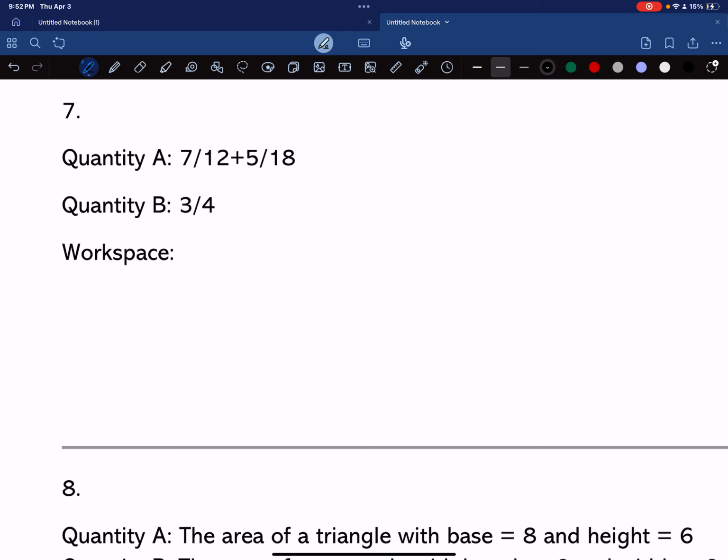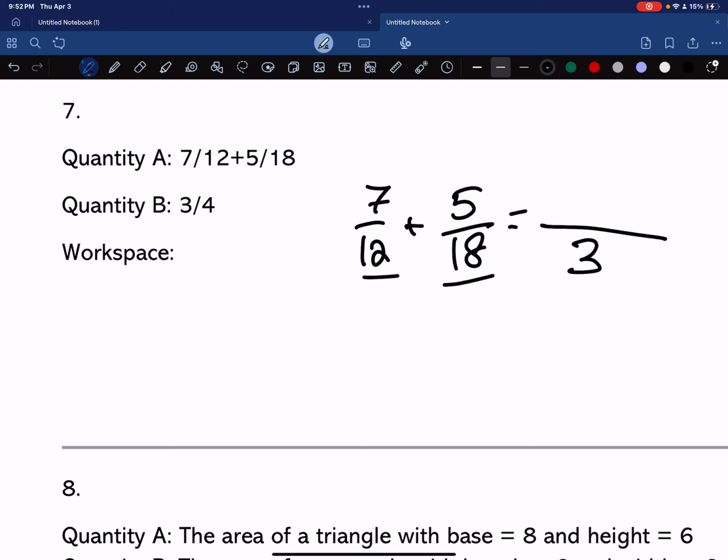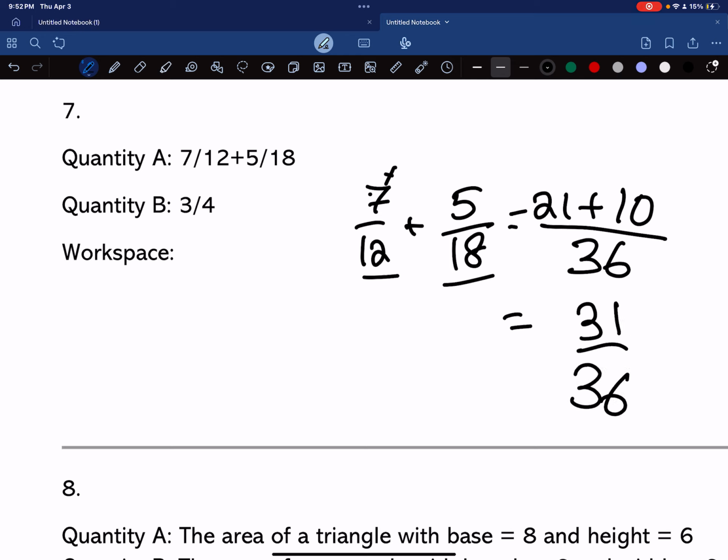So this is just a simple, what is it called? I'm blanking out. Fraction addition problem. Sorry. We are just going to go ahead and find the common denominator, which is 36. You multiply by 3 to get here, and then times 2 here. It's just normal, we're just doing standard stuff here.